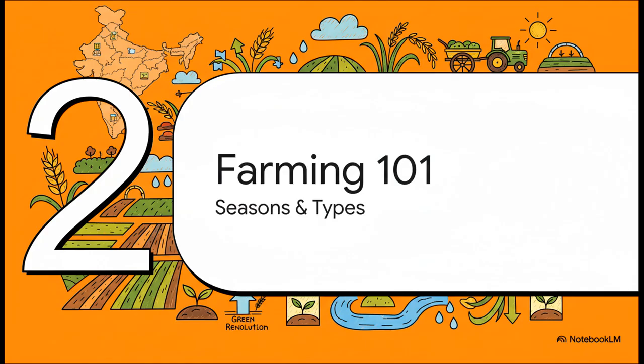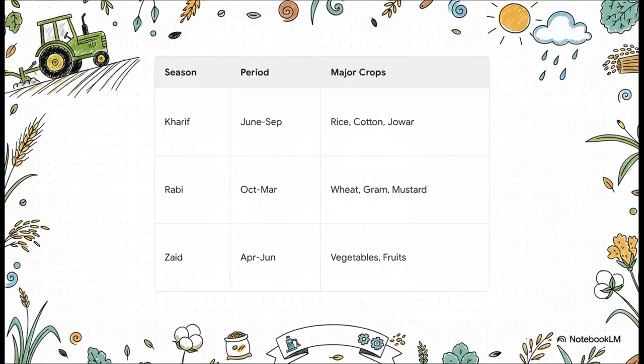Excellent! We've got a handle on the land. Now let's see when and how we actually farm on it. And this brings us to part 2, the different cropping seasons and the main types of farming. Okay, students, get your notebooks out. This table right here is a pukka exam question. I can almost guarantee it.